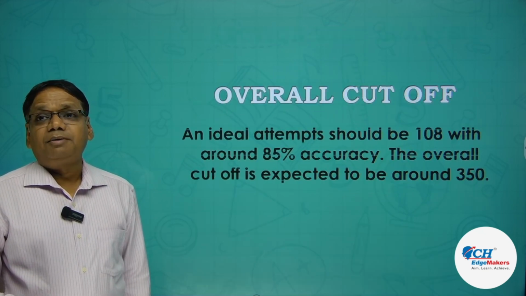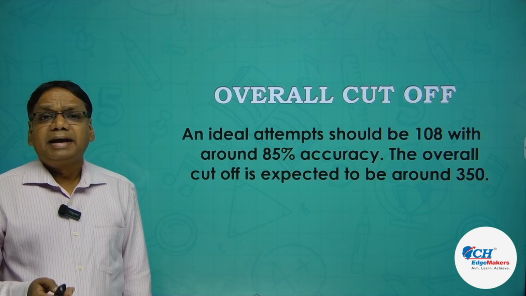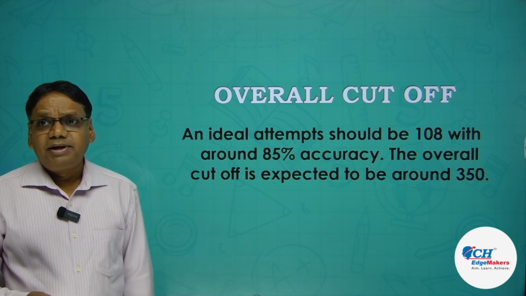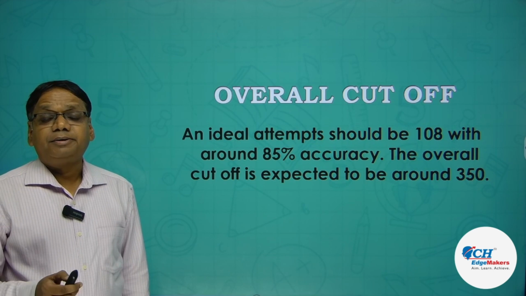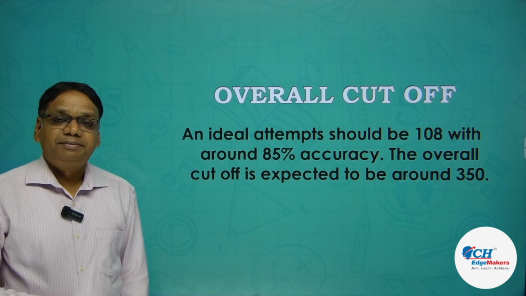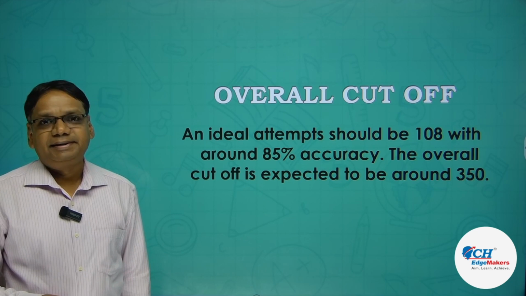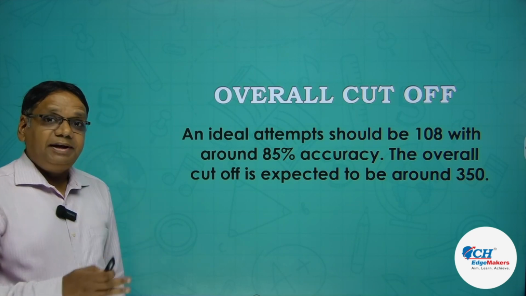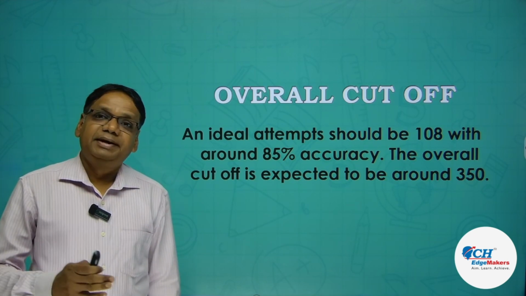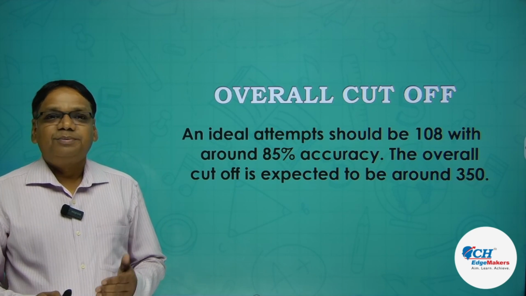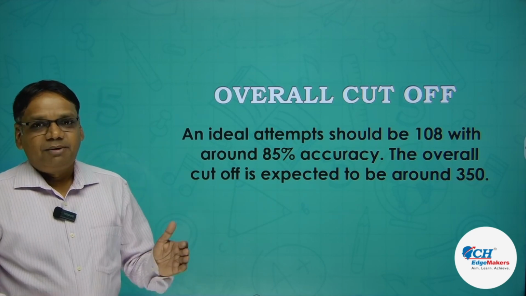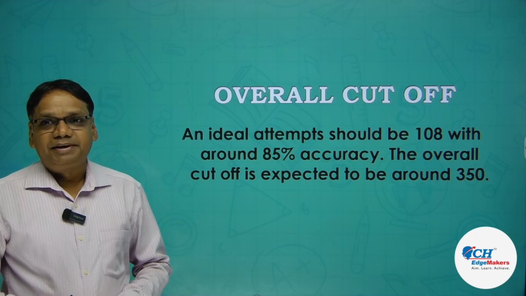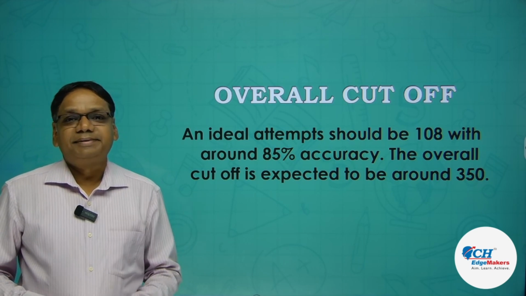Now if we talk about the overall cutoff, an ideal attempt out of 120 should be 108, and with an overall accuracy of 85%, the cutoff is expected to be 350, which is slightly higher than the cutoff for last year. Because the difficulty level of the QA section and LR section was easy, students after coming out of the exam were not discussing how many questions one has attempted, rather they were discussing how many questions you have left.